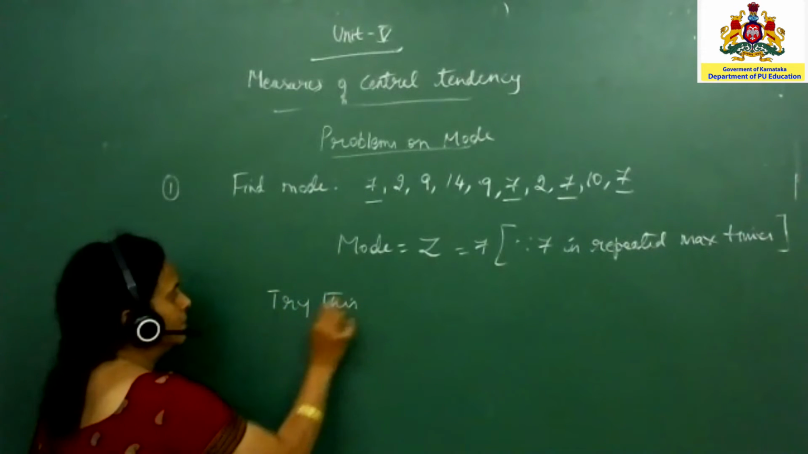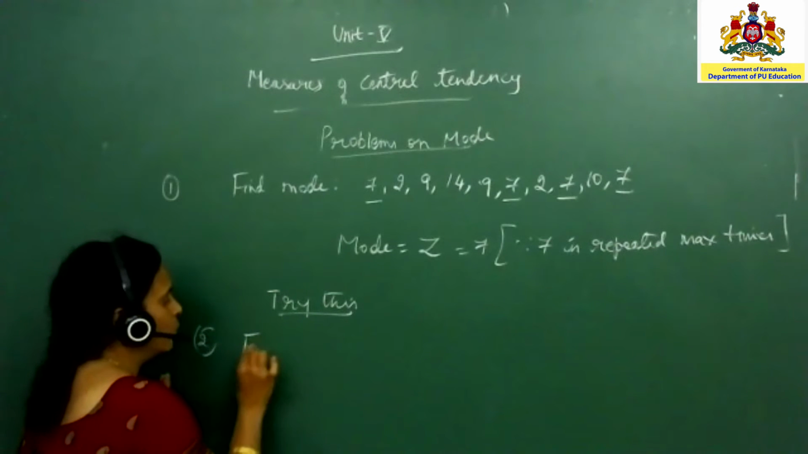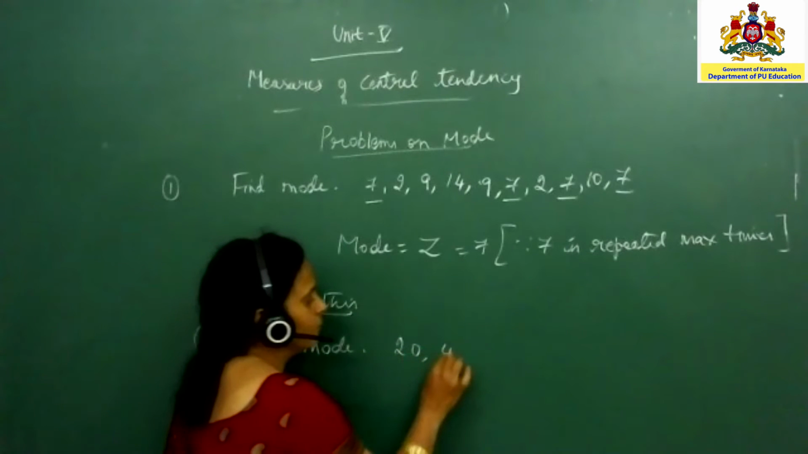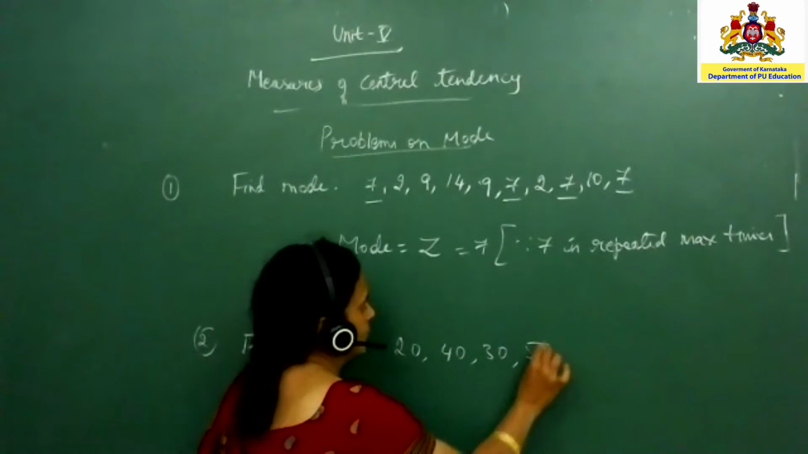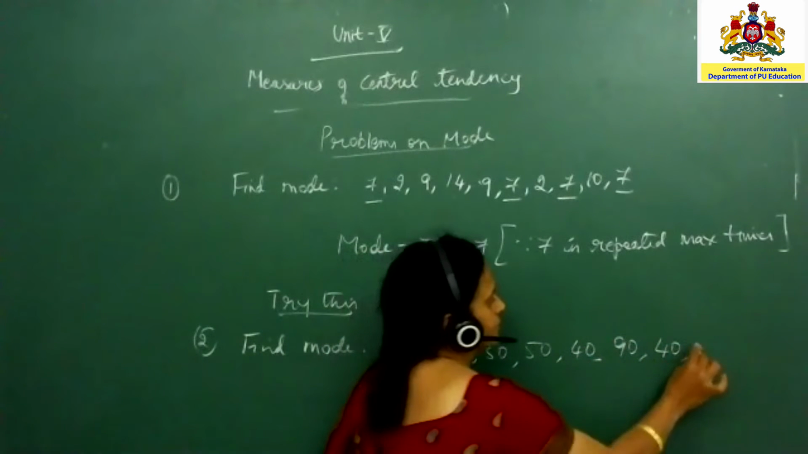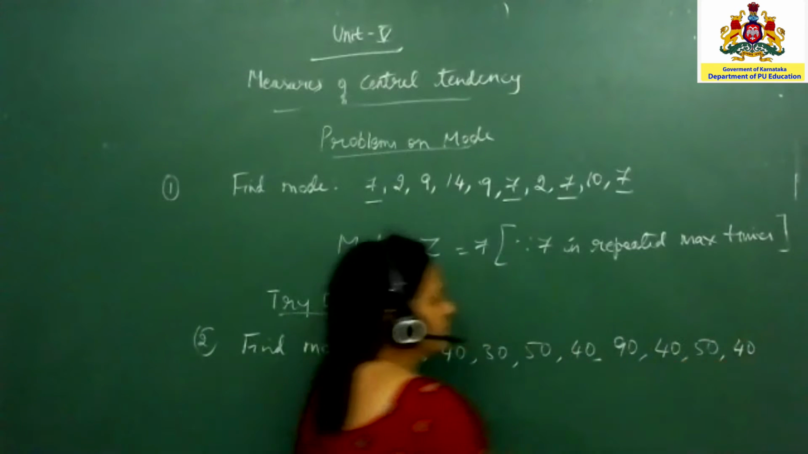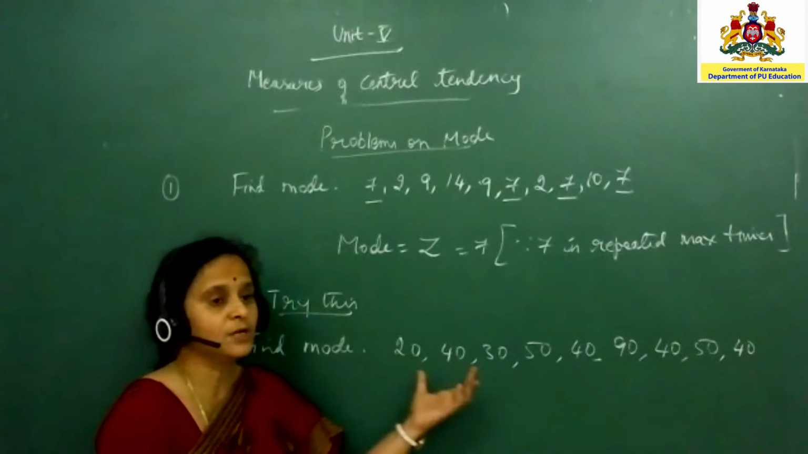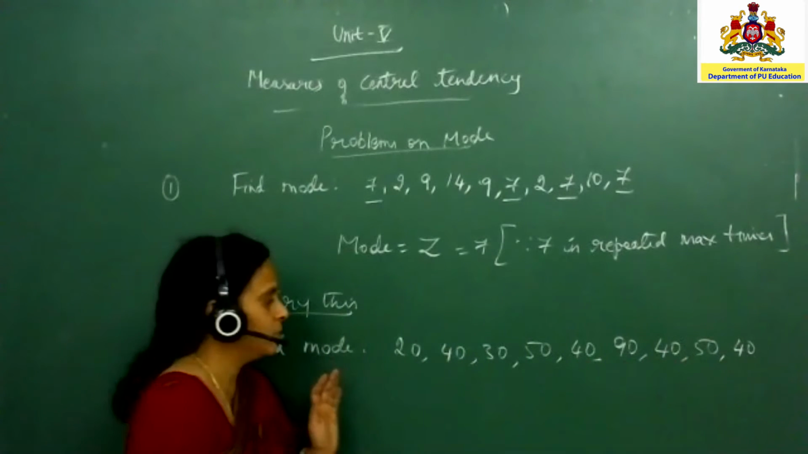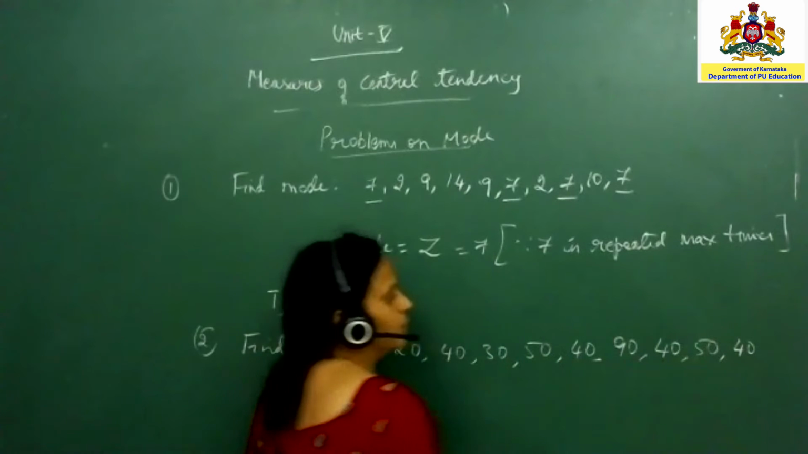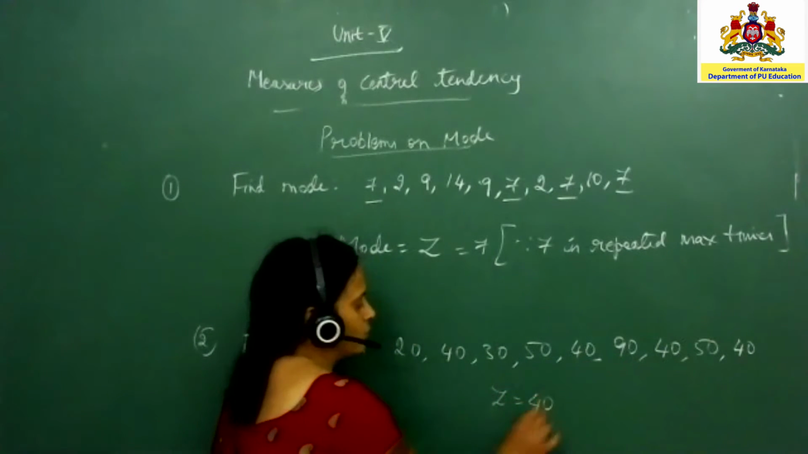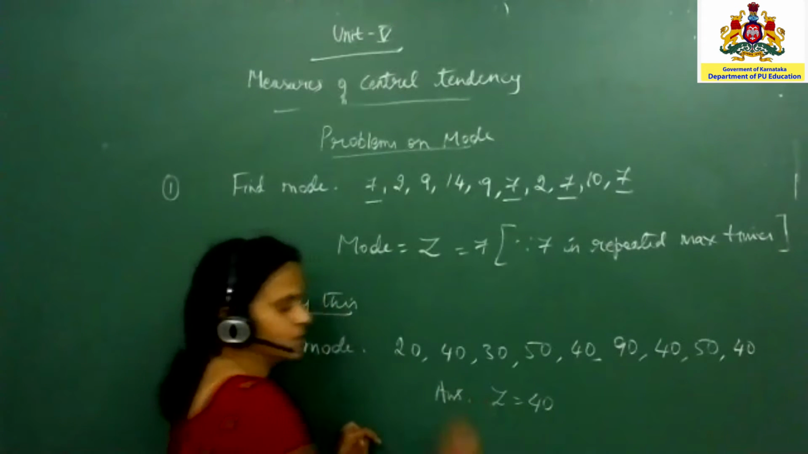In the same way, I'll give you one more problem. Try this. The second problem: find the mode. The values are 20, 40, 30, 50, 40, 90, 40, 50, 40. Again, we have to see which number is repeated the maximum number of times, and based on that we find the mode. Here 40 is repeated 1, 2, 3, 4 times, the maximum repetition. So Z would be 40. Try this.